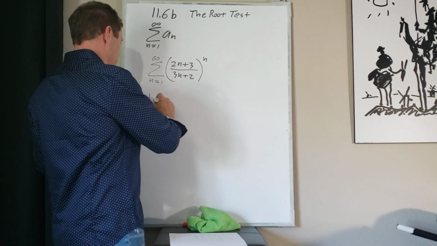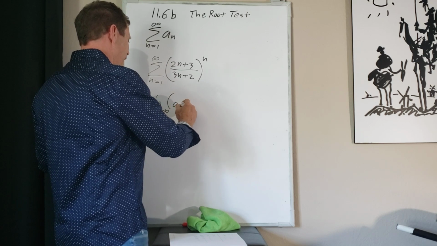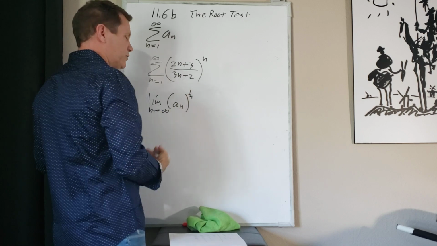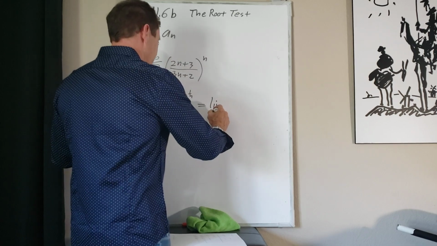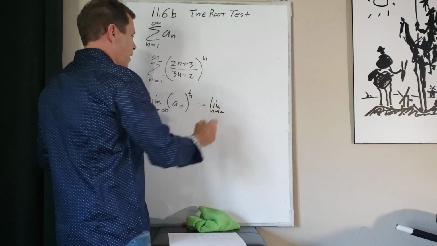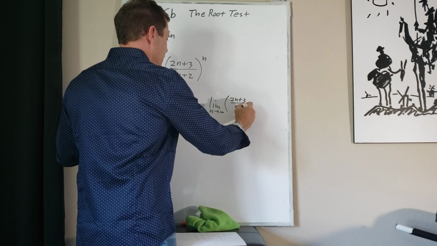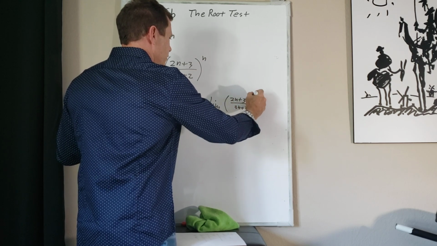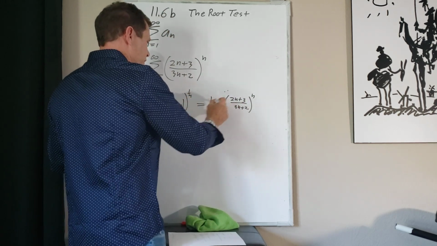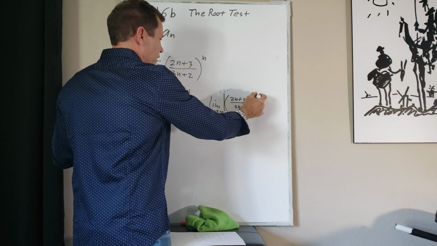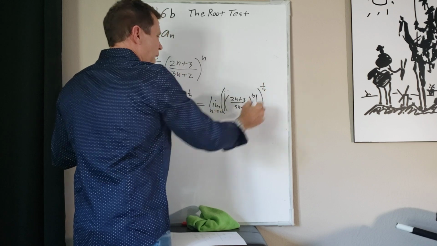So I'm going to take the limit as n goes to infinity of a_n to the 1 over n power and see what happens. So what's this going to be? That's going to be the limit as n goes to infinity of the absolute value of ((2n plus 3) over (3n plus 2)) to the nth power. Don't forget the absolute value. In this case, it doesn't really matter. And then I'm going to raise this to the 1 over n power.